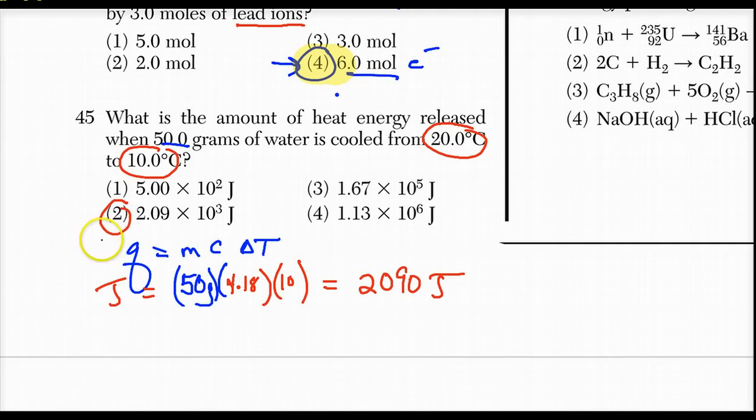Now they put this in scientific notation, no trouble here. They just moved the decimal place. It was here, 1, 2, 3. So that's how they made it 2.09 times 10 to the 3. They move it 3 places to make it smaller. Okay, so just using scientific notation, clearly the answer is choice 2, and the answer for 45 is 2.